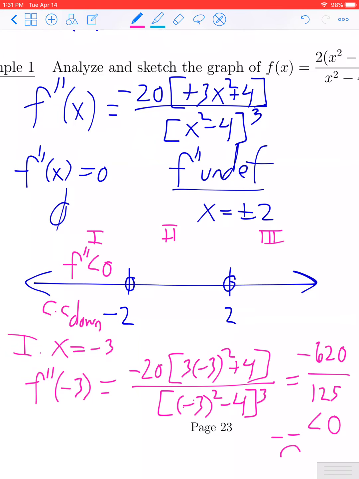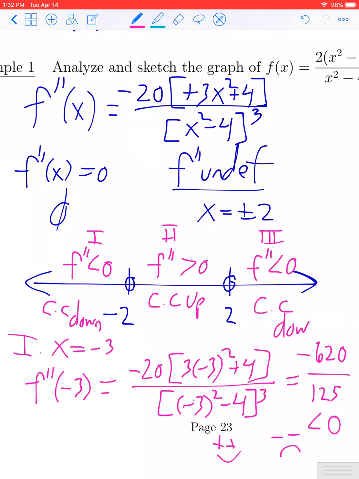I'll leave it up to you to check these on your own, but a great test point in region 2 would be 0. If you plug 0 into the second derivative, you should find that f double prime of 0 is positive. And if the second derivative is positive, then the graph is going to be concave up. And then using a test point, let's say x equals 3, you would see that the graph will be concave down there as well. At x equals 3, the second derivative should be negative, so the graph's going to be concave down there as well.